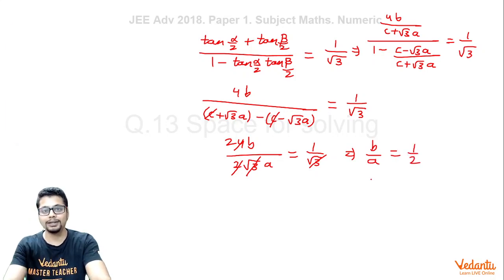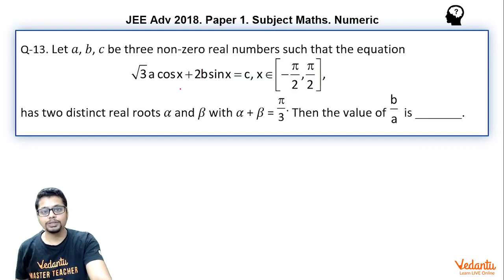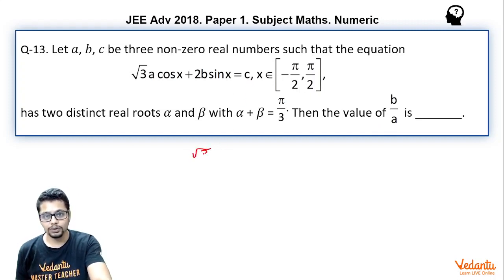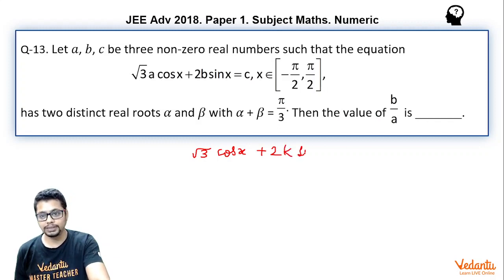Now let's see another approach. As you see the question, and as it has been asked the value of b by a, you may feel free to divide this whole equation by a, because definitely a would not be 0. And you get root 3 cos x plus 2 times b by a, the expression whose value you want, let's call it, say, k, times sin x is equal to c by a.